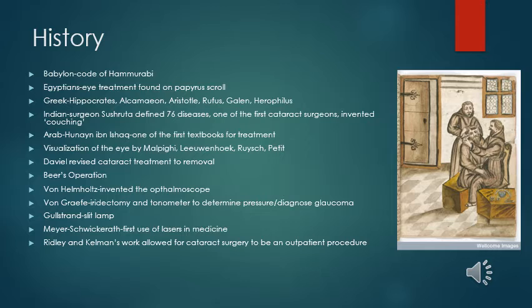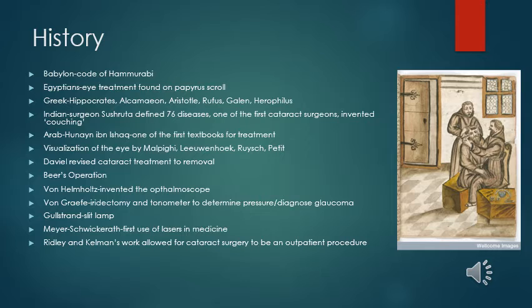The Renaissance period featured a great advancement in the field with work by notable scientists such as Berengario, Vesalius, Maitre Jean, Malpighi, Leeuwenhoek, Reich, Petit, Eves, Daviel, Bartisch, and Zinn. Utilizing a microscope allowed for better visualization. Beer reevaluated cataract surgery. Von Graeff and von Helmholtz invented the tonometer to treat glaucoma and the ophthalmoscope, respectively.